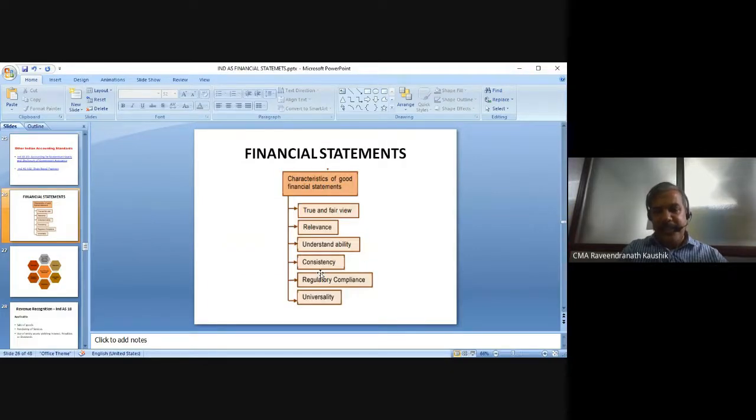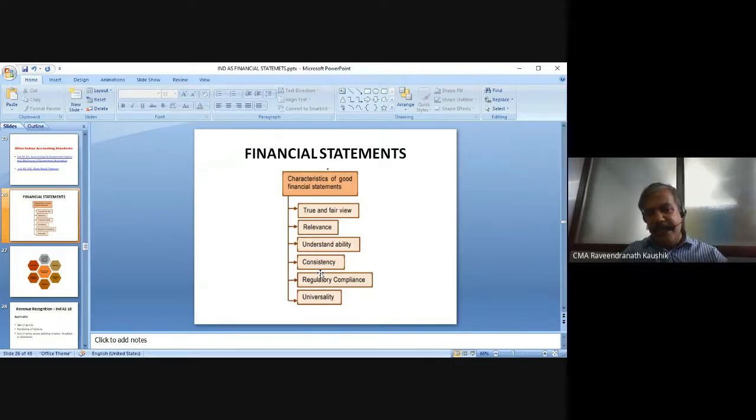These are the general characteristics of a good financial statement. It should be true and fair, with relevance, understandability, consistency, and regulatory compliance. That's a very important thing which has been added now, because there are huge financial implications if you don't meet the regulatory compliances today.